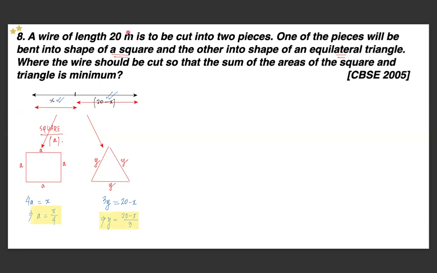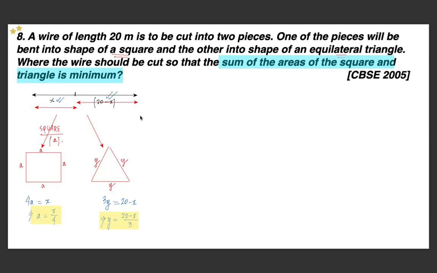We have a wire of 20 meter length to be cut into two pieces. One of the pieces will be bent into the shape of a square, the other into the shape of an equilateral triangle. We have done till this part. Where the wire should be cut, we have to find this value of x, so that the sum of the areas of the square and the triangle is minimum. So we have to prove the sum of the areas of the square and the triangle is minimum.